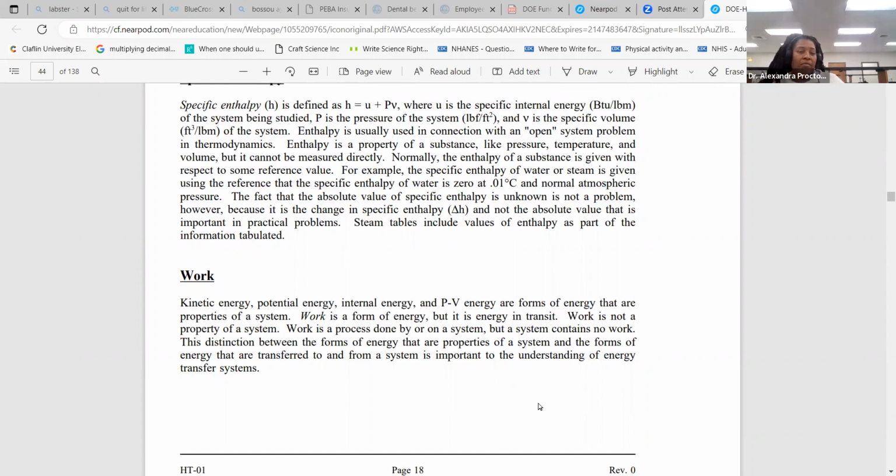Kinetic energy. So work. We're going to talk about work. Kinetic energy, potential energy, internal energy, and PV energy are forms of energy that are properties of a system. Work is also a form of energy, but it's energy in transit. Work is not a property, it is a process done by or on a system.